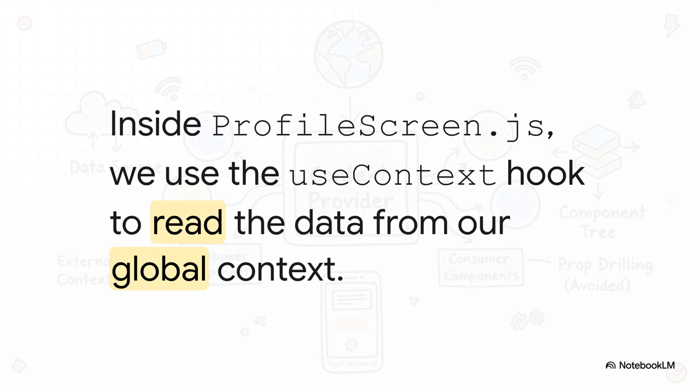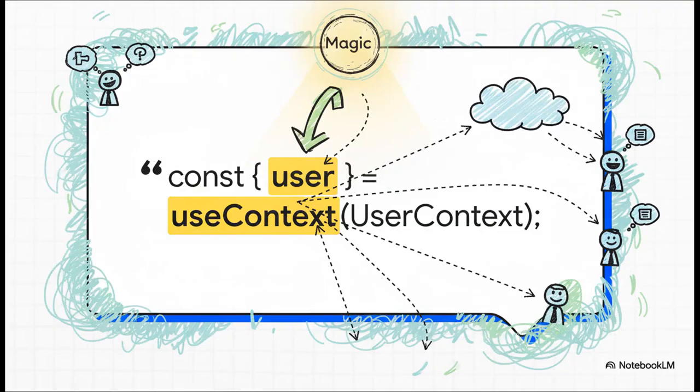Now look closely at the function definition for profile screen. See what's missing? Props. There are no props being passed in. This component doesn't need to be spoon-fed the data anymore. It can get it itself. And how does it get the data? With this one little line of code right here. const user = useContext(UserContext).